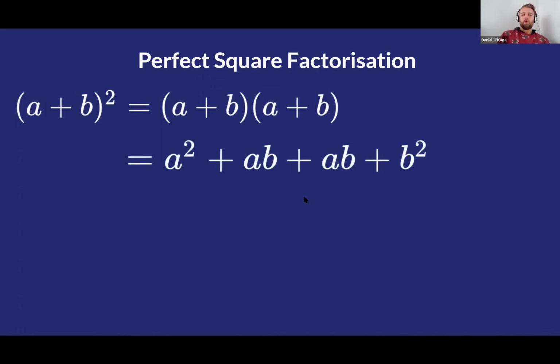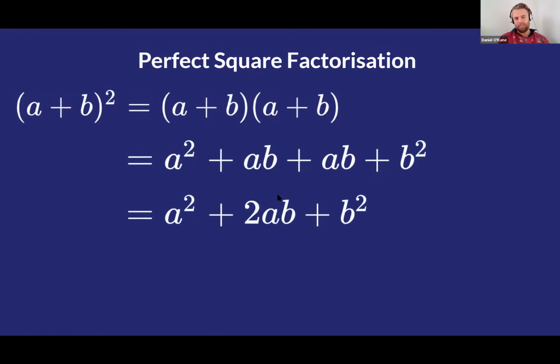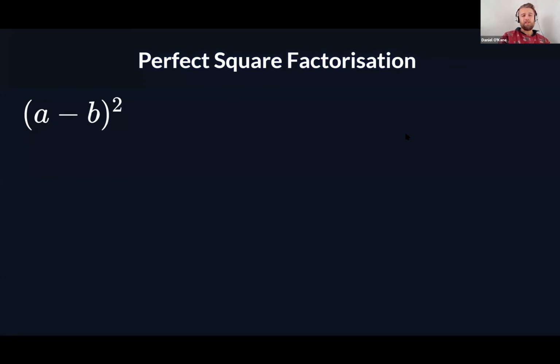So when you use binomial expansion, the FOIL method, you should get a times a to be a squared plus a times b plus b times a plus b squared. And those ab terms add together to make 2ab. So you can use this formula to factorize as well. Same with a minus b squared.